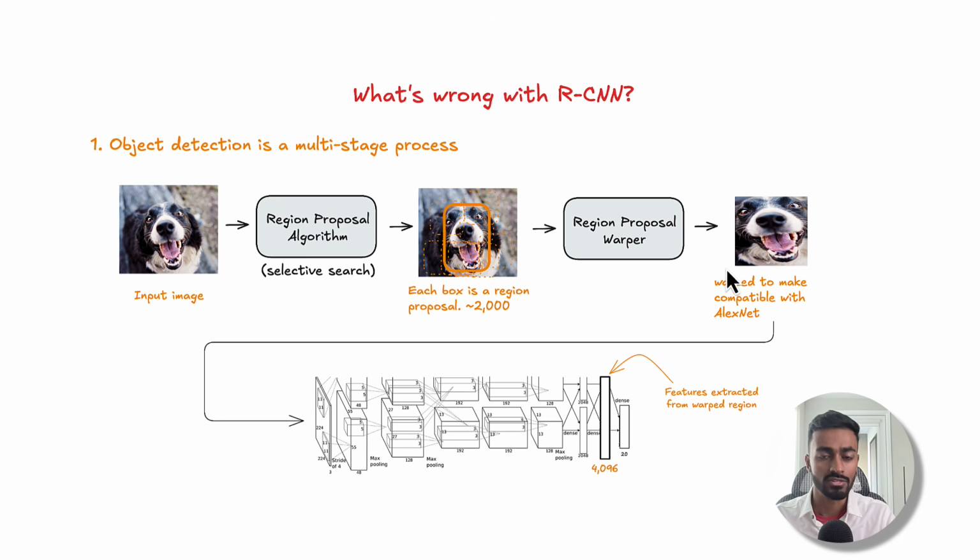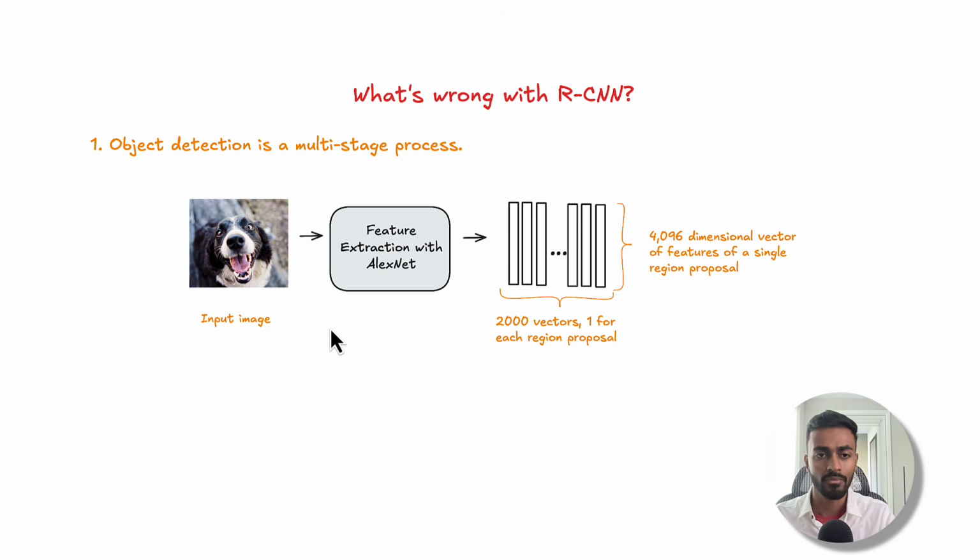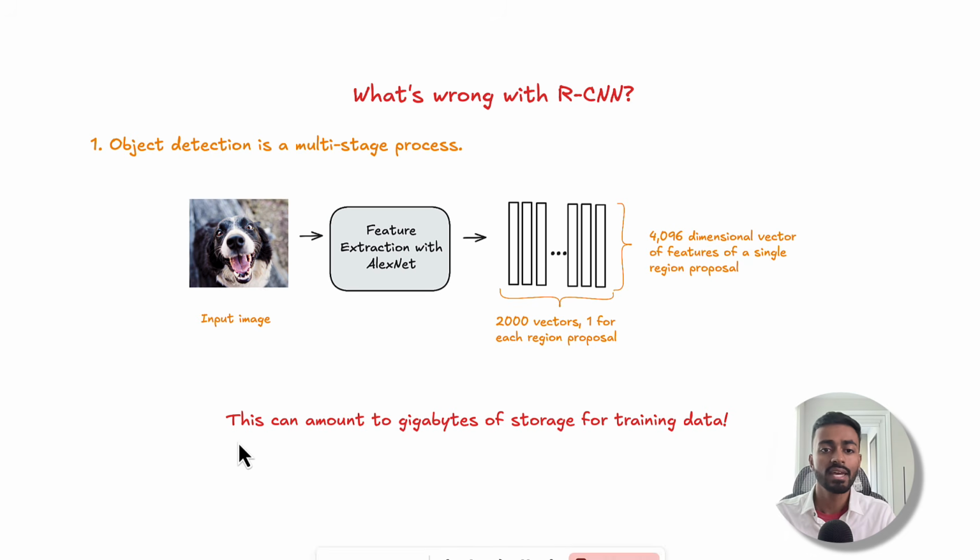And now what we need to do is we do this for each and every single region. And so what you're going to end up with for a single input image, if we extract features, you're going to get 2,000 vectors, each of 4,000 dimensions. And that will represent one image. You can see that this is about like 8 million numbers, so this could be tens of megabytes just to store information of a single image. And now this can amount to gigabytes of storage of training data.